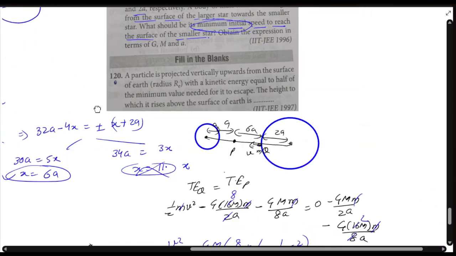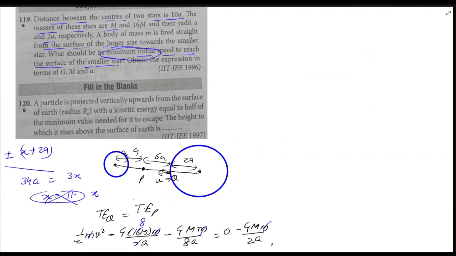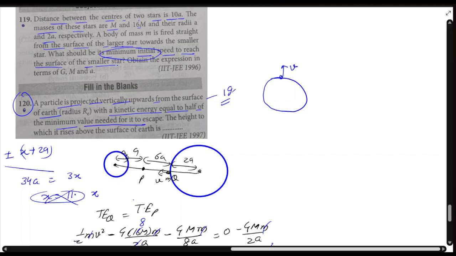Now let's move on to our last question, which is here itself, the 19th question. What we have here is a particle projected vertically upward from the surface of the earth with kinetic energy equal to half the minimum value needed for it to escape. So we have a velocity here, right? Now we know the escape velocity was what? It was root 2GR, right?